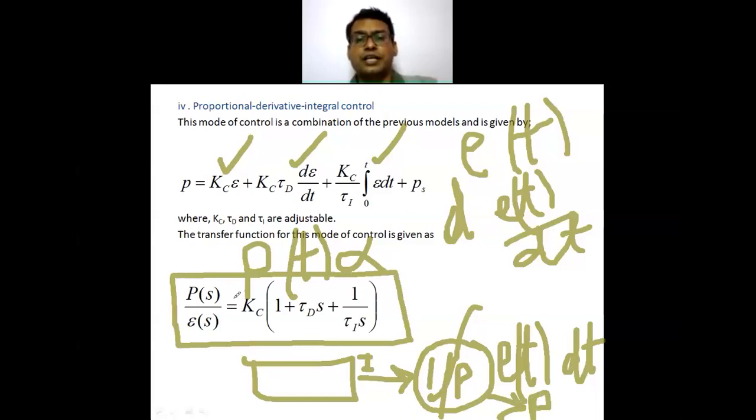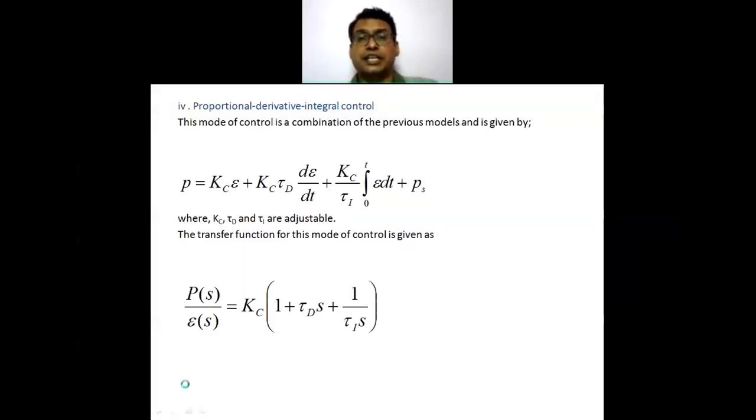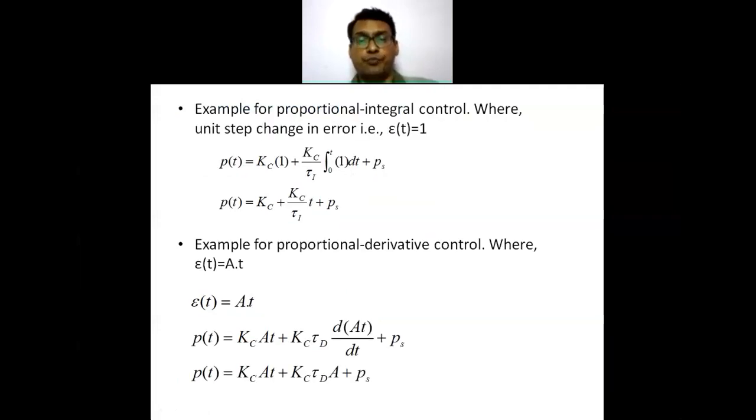So the general transfer function is Kc (1 + τd s + 1/τi s). The same, they are added. So all these are the different controllers. Now we will see a graphical representation of how they behave for a step change.